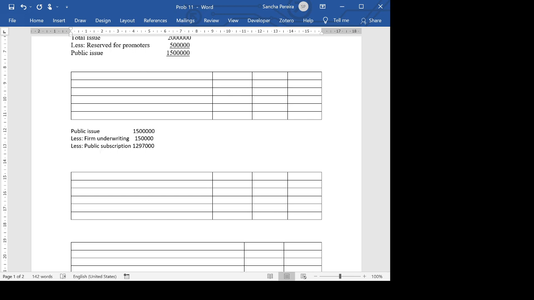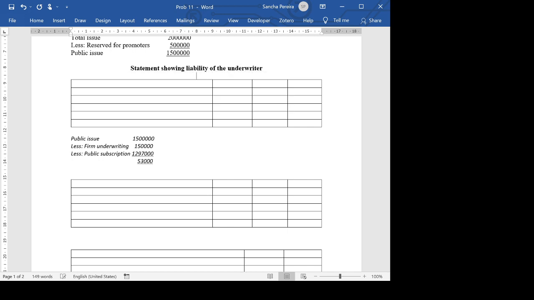15 lakhs minus 1,50,000 minus 12,97,000 is 53,000. So basically 53,000 shares have not been taken up by anybody. These 53,000 shares, the underwriters will have to divide among themselves. Right now we are preparing this statement to show how these 53,000 shares are going to be divided. So we start with the statement showing liability of the underwriter.